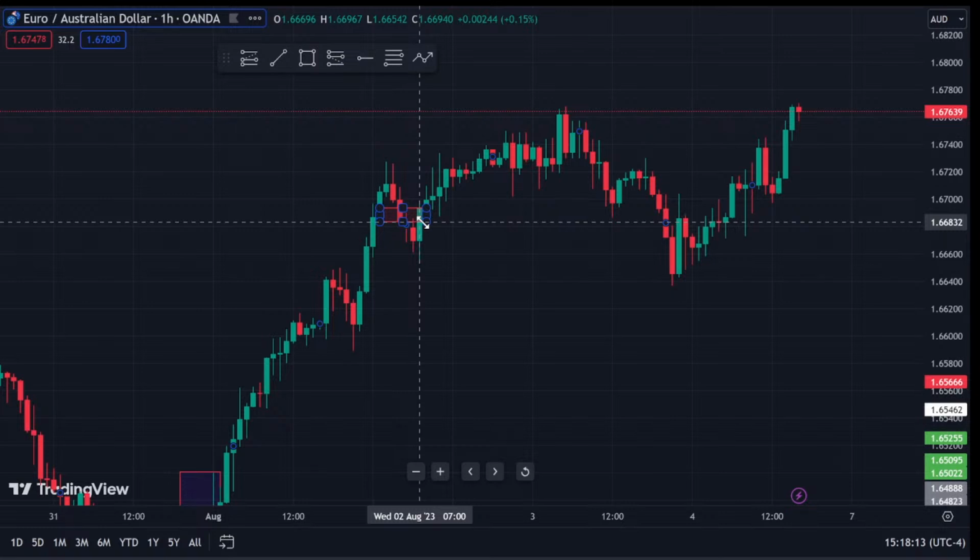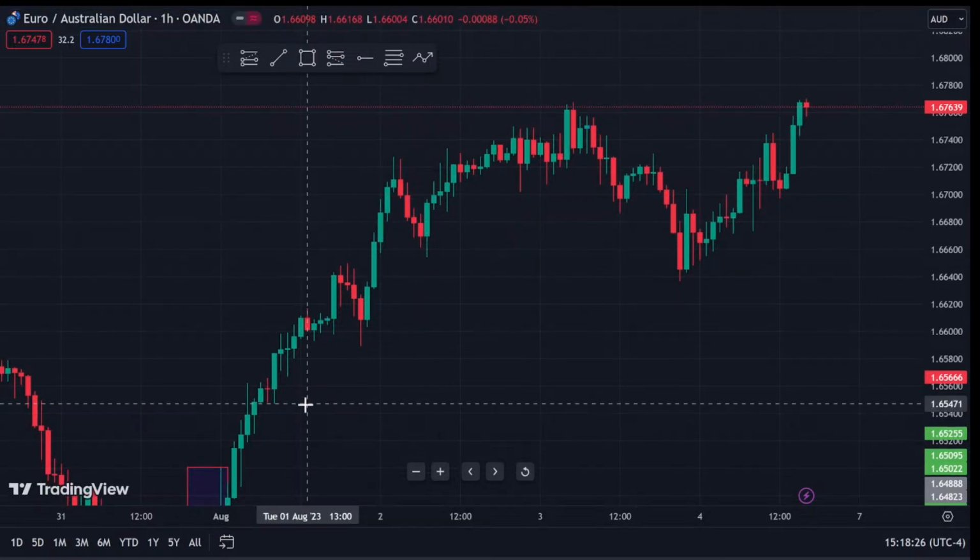Okay, so let's see, there are a lot of them here, but let me go to the lower time frame. Let me go to the 30-minute time frame. Now 15. Okay, they are right here on this move that was moving up.